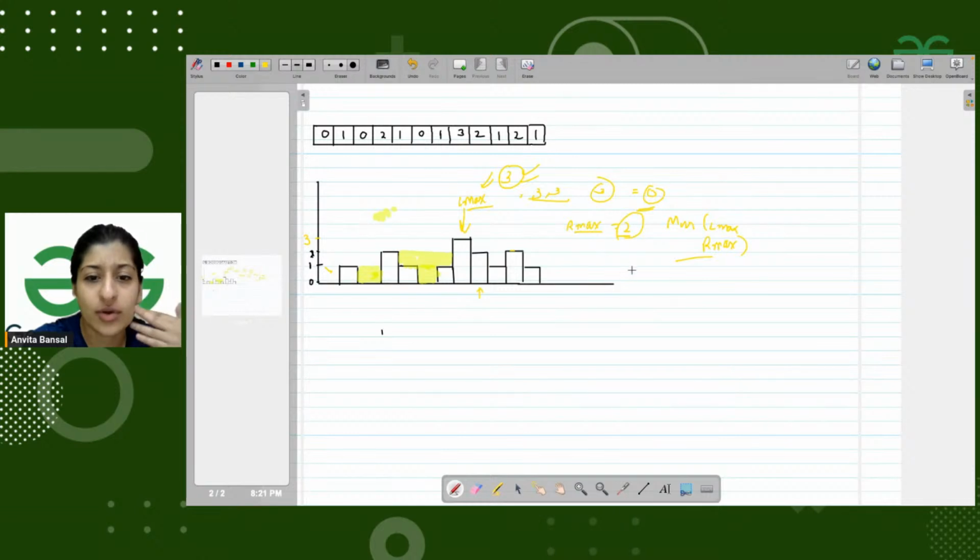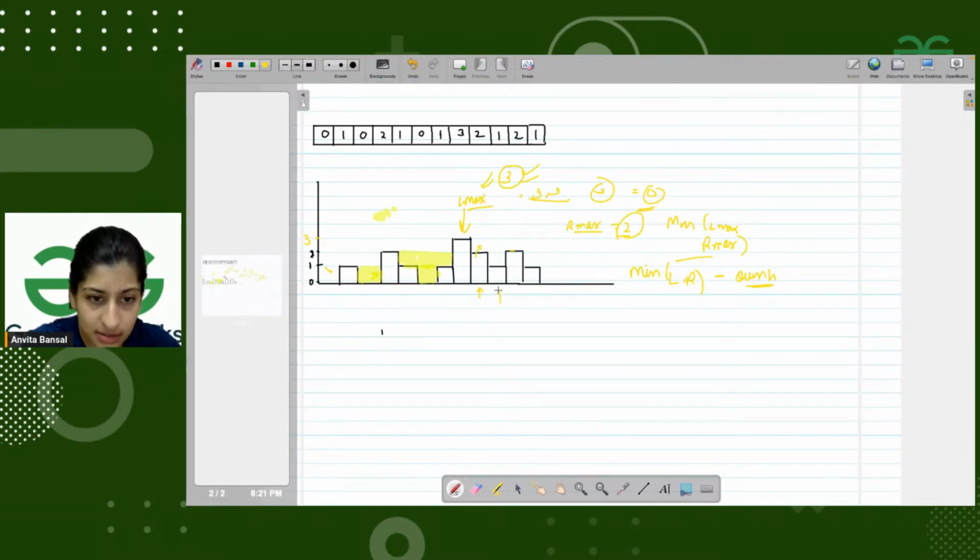But the actual water storage will be found out by the min of L max, R max minus its own height. So what is its own height? I was in this position, its own height is also 2. So what is the amount of water that I can store? Can I store any water here? No, because at left it can hold, but at right there is no tower to hold. So it will store no water, 0.